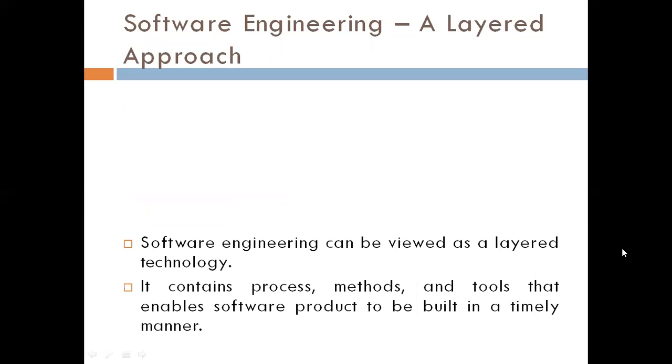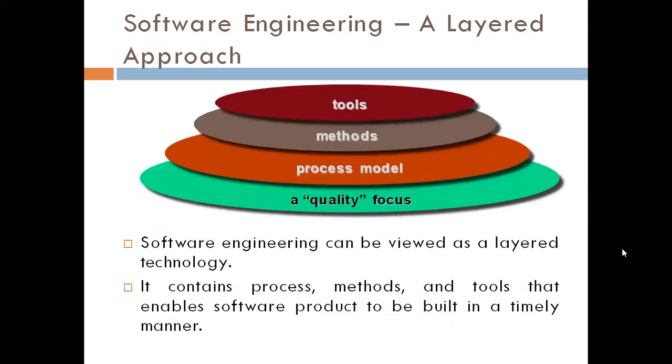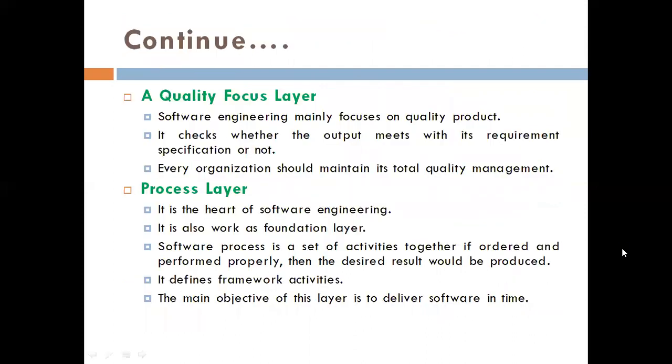Now, the software engineering layered approach. In the software engineering layered approach, there are four layers: tools, methods, process model, and quality focus. So now software engineering can be viewed as a layered technology. It contains these process, methods, and tools that enable software product to be built in a timely manner. Here, the timely manner is a very most important point.